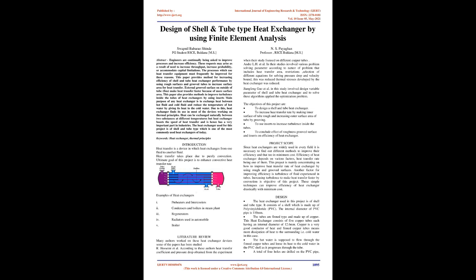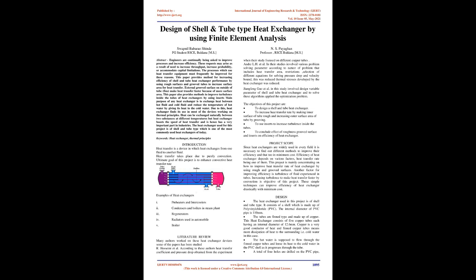The objectives of this project are: to design a shell and tube heat exchanger; to increase heat transfer rate by making the inner surface of the tube rough and increasing the outer surface area of the tube by grooving; to use inserts to increase turbulence inside the tubes; and to conclude the effect of roughness, grooved surface and inserts on the efficiency of the heat exchanger.